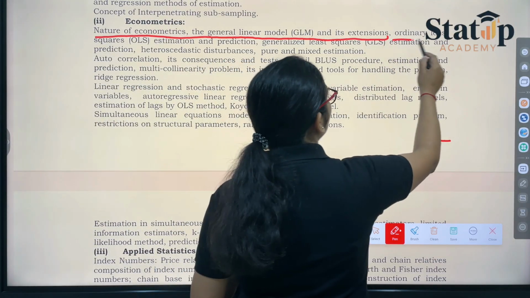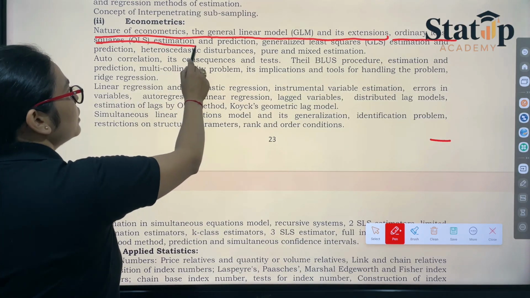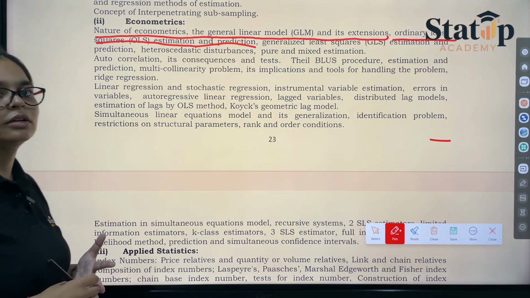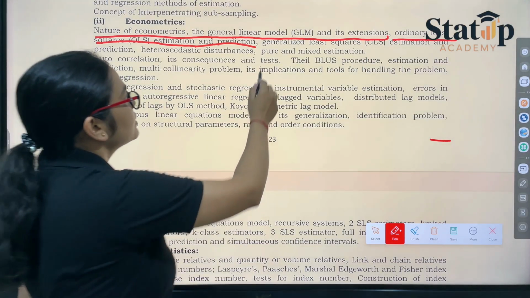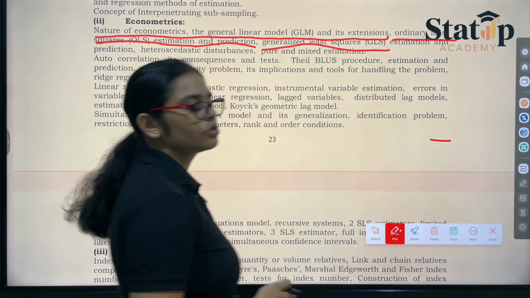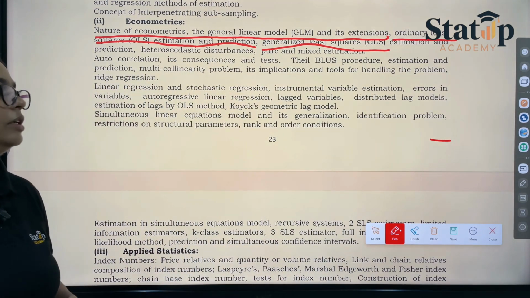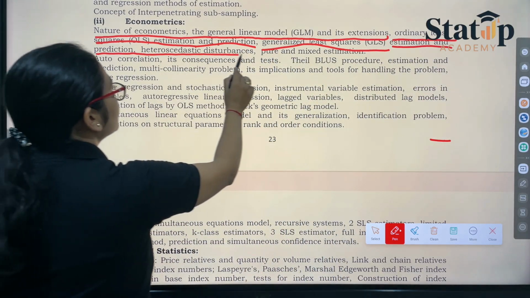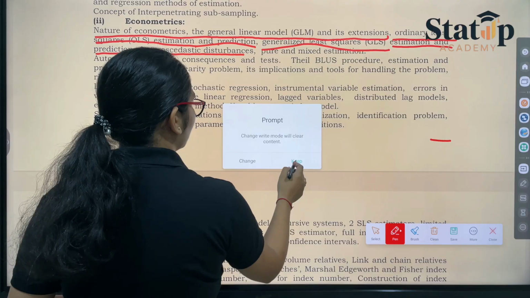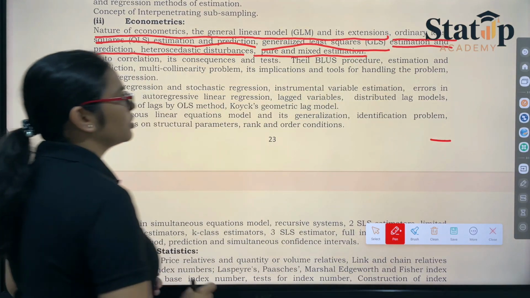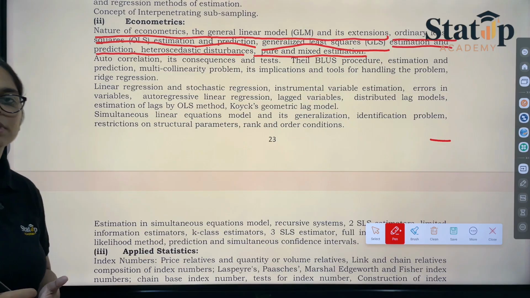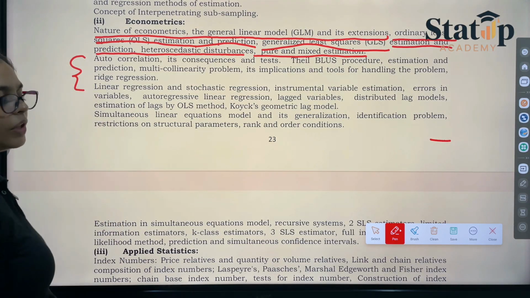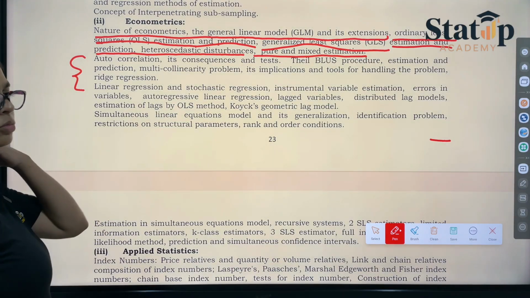Then OLS, ordinary least squares, for the general linear model and its prediction. Predictions included confidence intervals, unbiasedness, variance, and testing of hypothesis. Then generalized least squares, used for the general linear model, which is nothing but OLS of the multiple linear model. Then estimation and prediction of this as well. Then heteroscedastic disturbances, pure and mixed estimation, when we mix two models. And this is the limitation of the Gauss-Markov theorem.